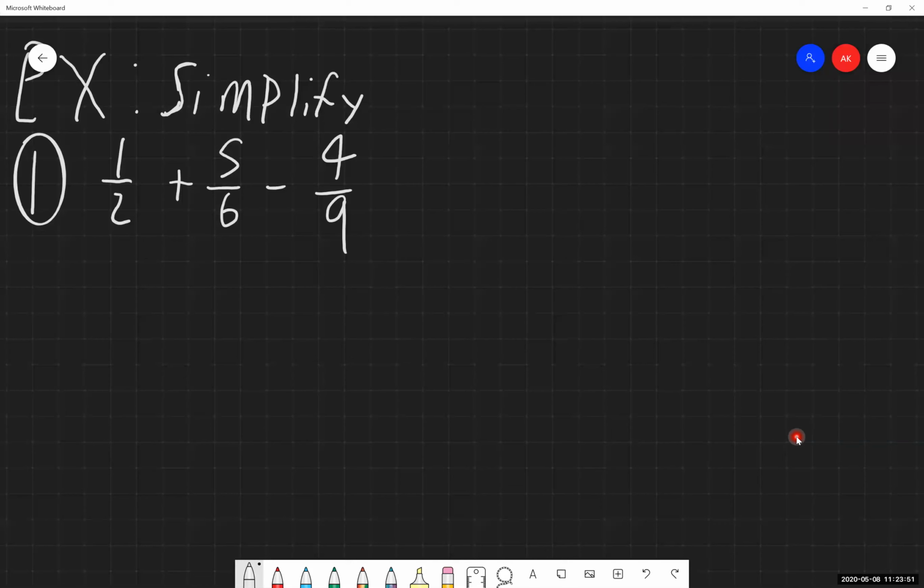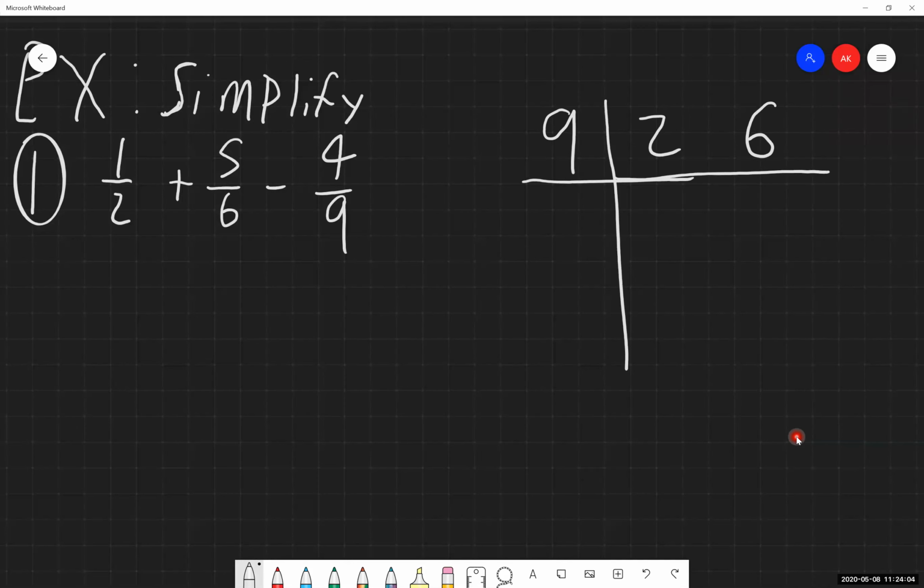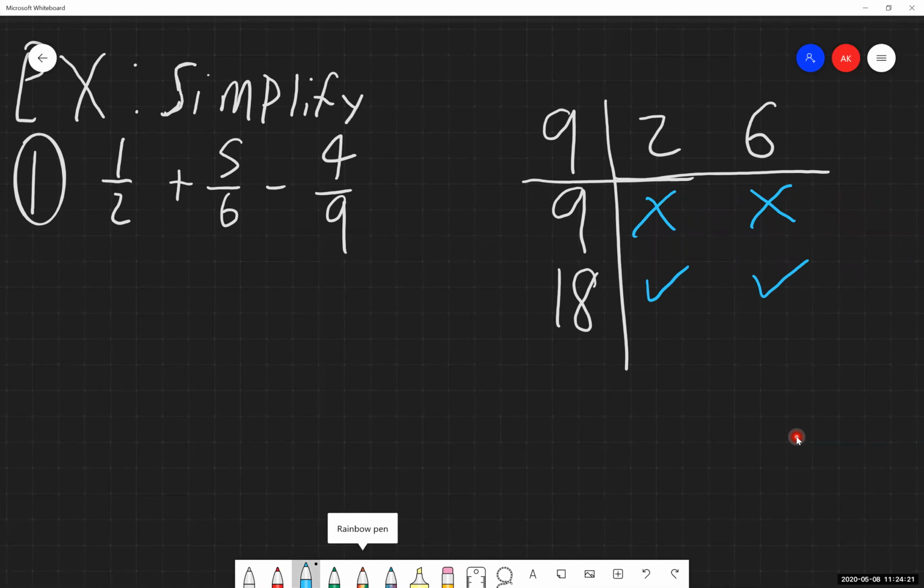Following the second method for finding the lowest common multiple, making a table for myself, I'm going to have 9 top left. I'm listing the others. What's the first multiple of 9? Well, it's 9 times 1. Does 2 go into 9? No. 6 doesn't either, so I can't use that. The next multiple of 9 is 18. Okay, well, 2 goes into 18, and so does 6. So I've just found my lowest common multiple.